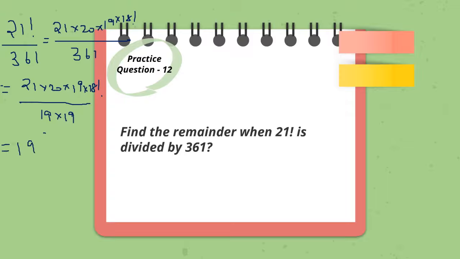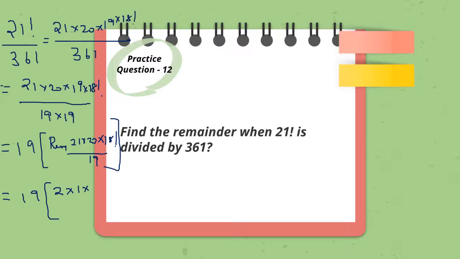When you divide 21 into 20 into 18 factorial divided by 19. Okay, so again we are going to divide this into another simpler form. So 19 into, when you divide 21 by 19, of course your remainder will be 2. Okay, so remainder when 20 is divided by 19 is 1. Remainder when 18 factorial is divided by 19. So this applies your theorem. 19 minus 1 factorial divided by 19 will give 19 minus 1 as your remainder. So 19 minus 1 is 18 and that's your remainder.